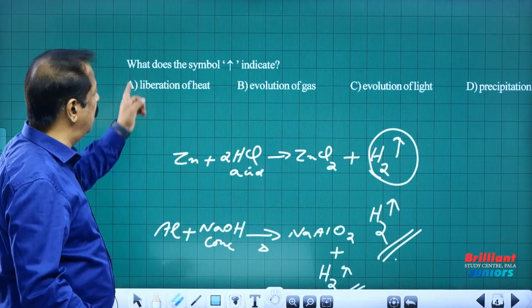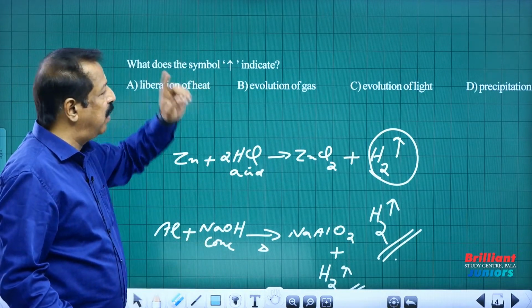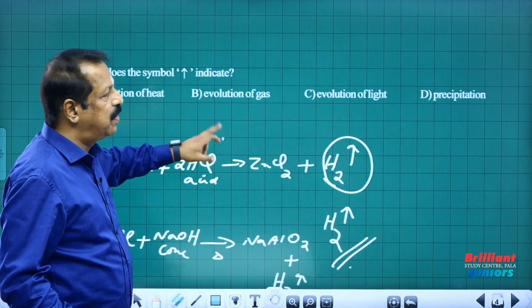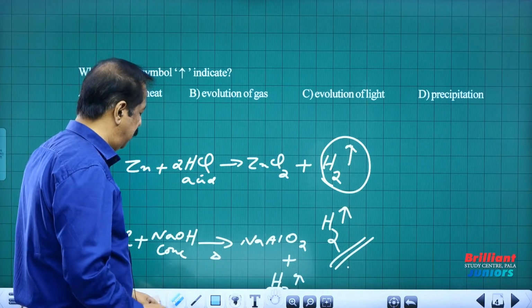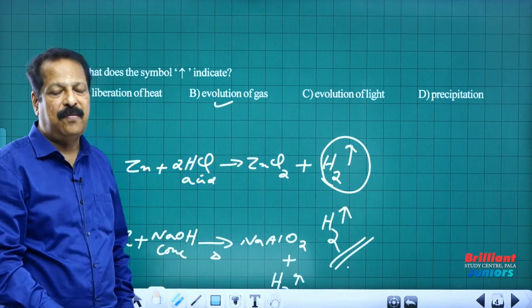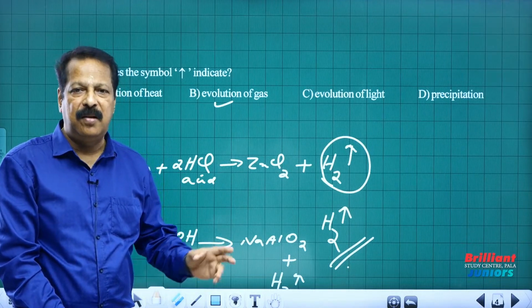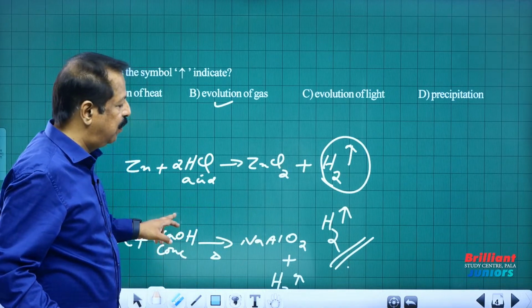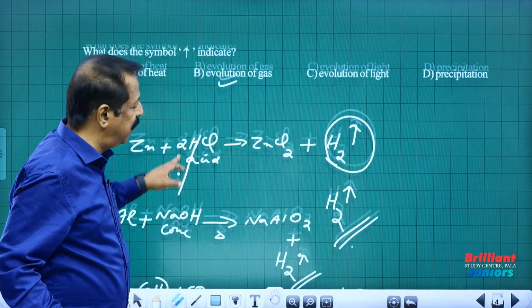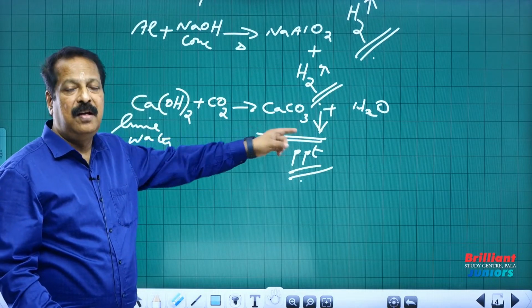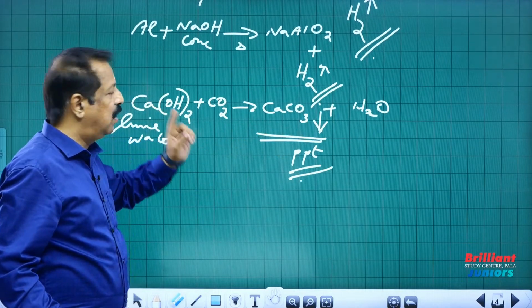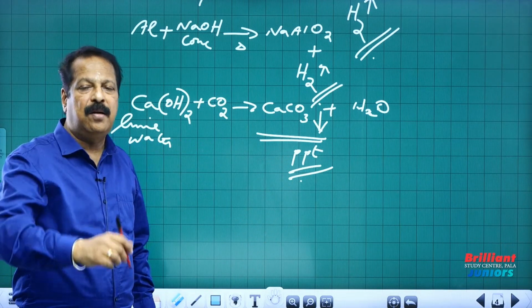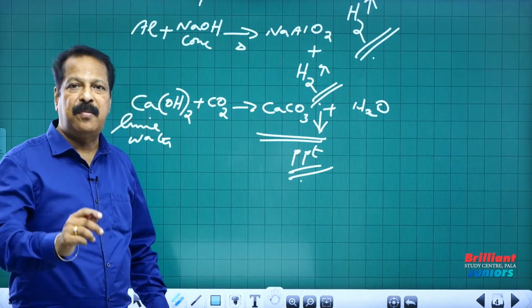Please look into the question: what does this symbol, the upward arrow, represent? Liberation of heat, evolution of gas, evolution of light, or precipitation. Here the answer is evolution of gas. The upward symbol always represents the liberation of gas and the downward symbol always represents the formation of a precipitate. Here I have given you calcium carbonate, CaCO3. When you pass carbon dioxide gas through lime water, you will get a white precipitate. So a precipitate is normally represented by a downward arrow and a gas by an upward arrow.